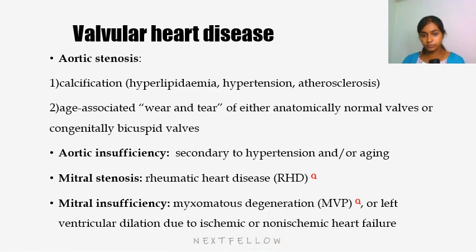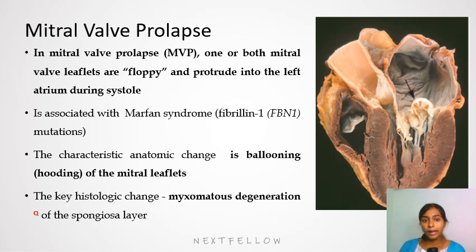Coming to mitral valve prolapse, in mitral valve prolapse one or both leaflets of the mitral valve become floppy, okay, and they protrude into the left atrium during systole. Due to the protrusion, it produces anatomical changes called ballooning or hooding of the mitral leaflets into the left atrium. So the syndrome associated is Marfan syndrome, and the histological change seen in mitral valve prolapse is myxomatous degeneration of the spongiosa layer. That is an important MCQ.